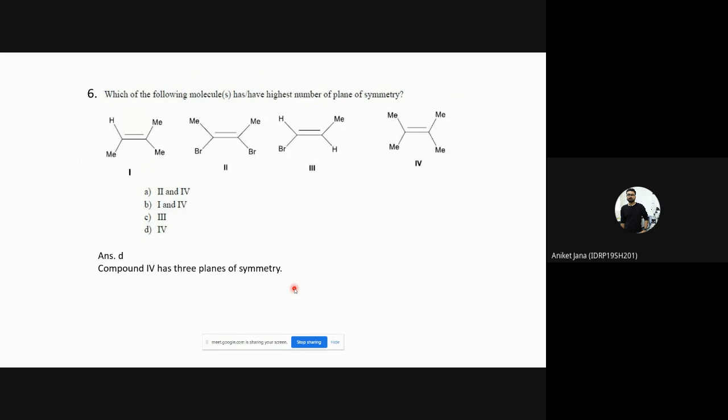So here, which of the following molecules has the highest number of planes of symmetry? A plane of symmetry is a plane which divides the molecule into two equal halves. Of the four compounds, compound 4 has the highest number of planes of symmetry, that is 3 planes, one containing the molecular plane and another two perpendicular to the molecular plane. So total 3 planes of symmetry. Compound 4 has the maximum number of planes of symmetry.